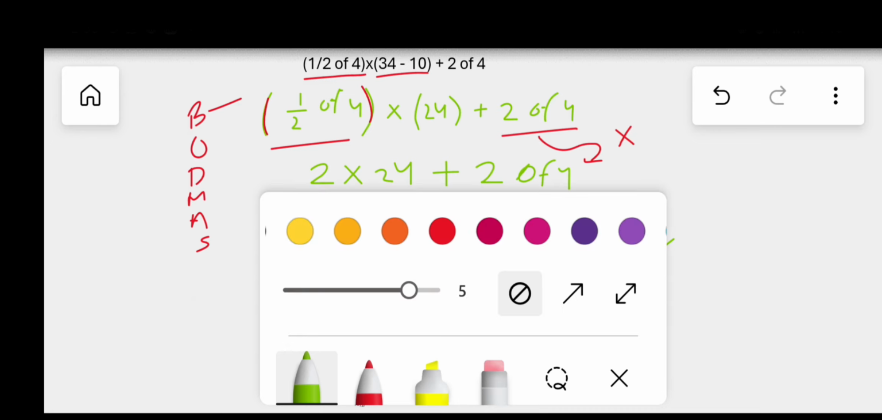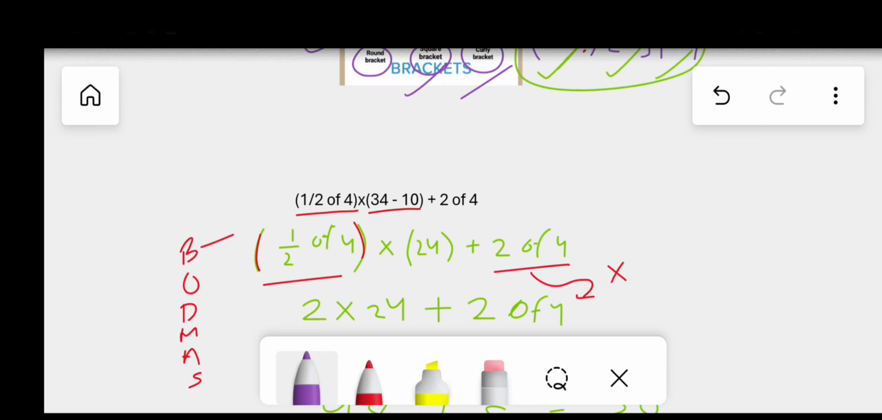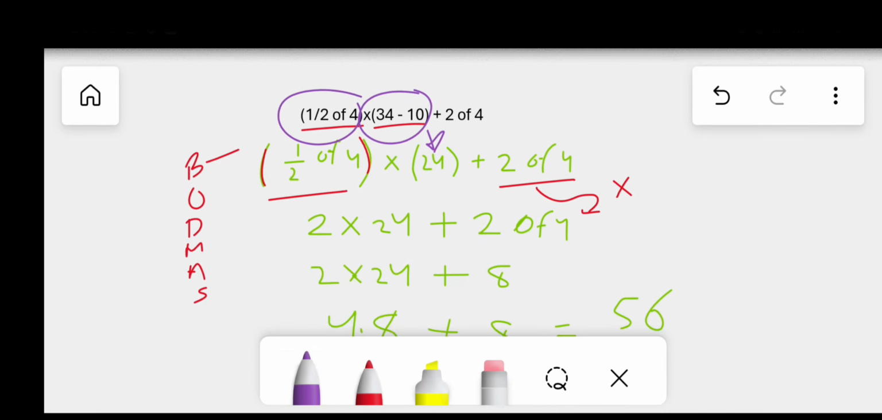So let me explain this whole process to you again so that this concept will clearly fit into your mind. As you can see, this is our question, and according to our formula we should focus on bracket first, where I have just solved 34 minus 10 is 24, as this is inside the bracket.